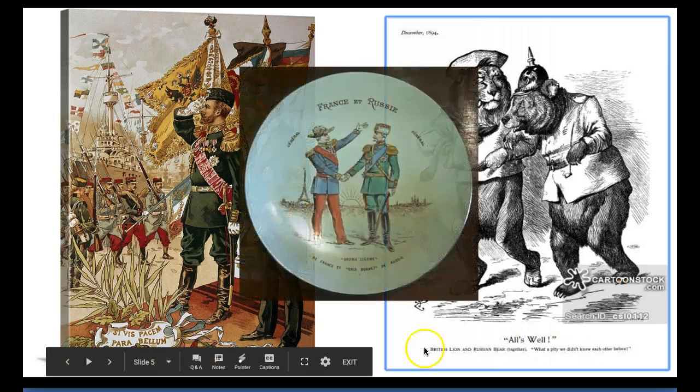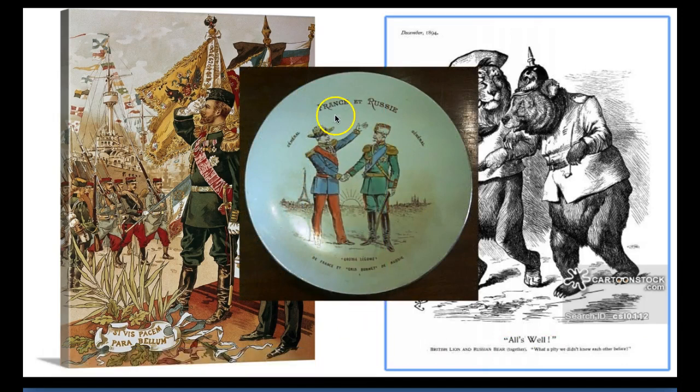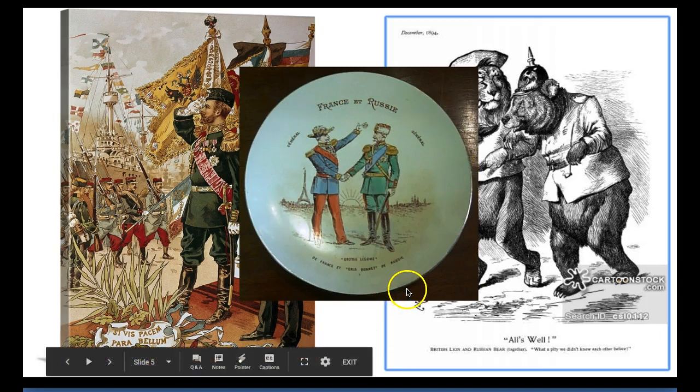Okay. And one more, there was a commemorative plate. It says France and Russia. This is in Russian, so I can't really read it. I apologize.